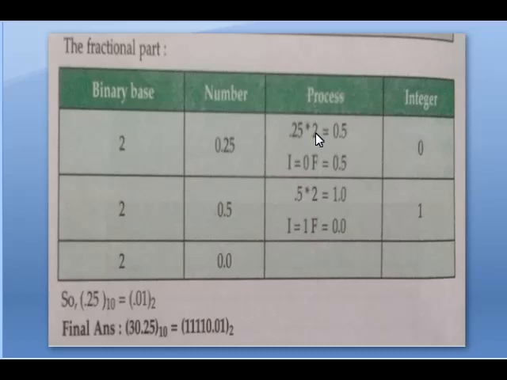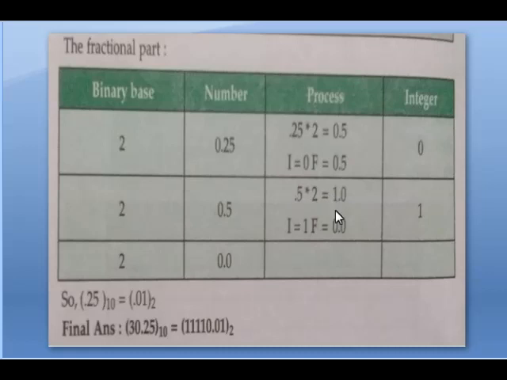So here in this answer the integer part is 0 and fractional part is 0.5. Okay, so here you have to write the integer value here. Integer is 0 and the fractional part is 0.5. Again we have to multiply this fractional part by 2. 0.5 into 2, so we will get 1.0. So the integer part is 1, the fractional part is 0.